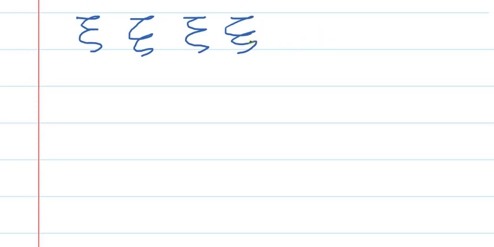Okay, so that's the xi. Omicron, well, just write a little o. Okay, there you go. Easy as pie. For my P, I usually do 2 lines and then just a little squiggle on the top.